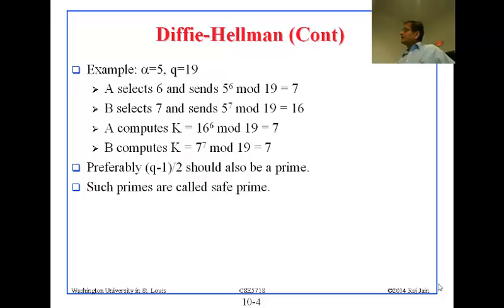And this is not a good example for another reason, because 19 is not a good choice for a prime number. If you have a prime number where (Q minus 1) over 2 is also a prime, in this case Q minus 1 is 18, divided by 2 is 9, it's not a prime. If that was also a prime, that would be a better prime, and that is called a safe prime. If it is not a safe prime, then breaking it is easier than with a safe prime.